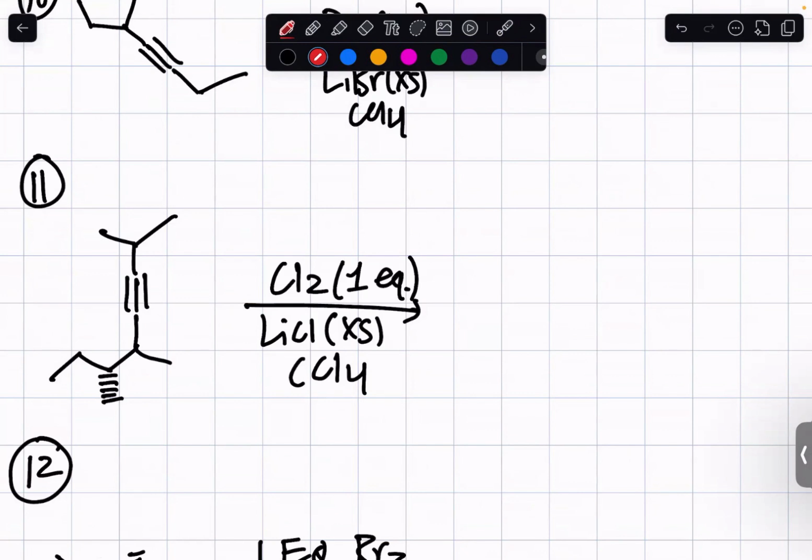Cl trans to each other. Yes. Vicinal dihalide. And do we have an alkane in the product or an alkene in the product? Alkene with Cl trans to each other. Yes. No wedge, no dash. Why don't we have wedge or dash here?